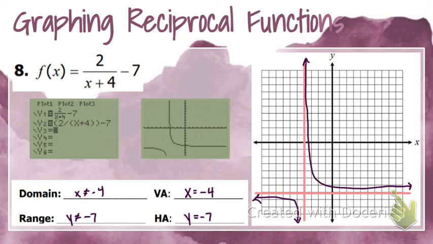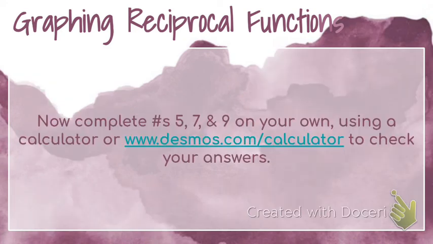So that is all for this video. Go ahead and finish numbers 5, 7, and 9 on your own. Remember, you were supposed to do the other ones earlier. So if you skipped that part, go back and do them. And you can use calculators to check your answer.